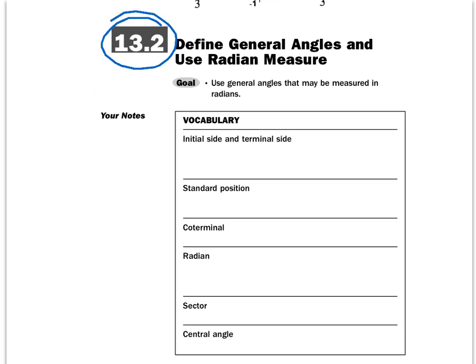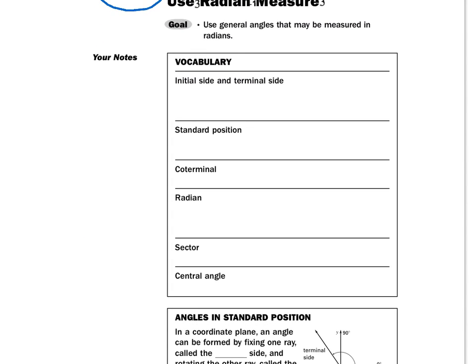Let's get that up out of the way a little bit. A couple of things. Initial side and terminal side. When we talk about forming an angle, you have the initial side, and then you rotate that angle to the terminal side. That's how you get initial and terminal side. Initial, terminal.